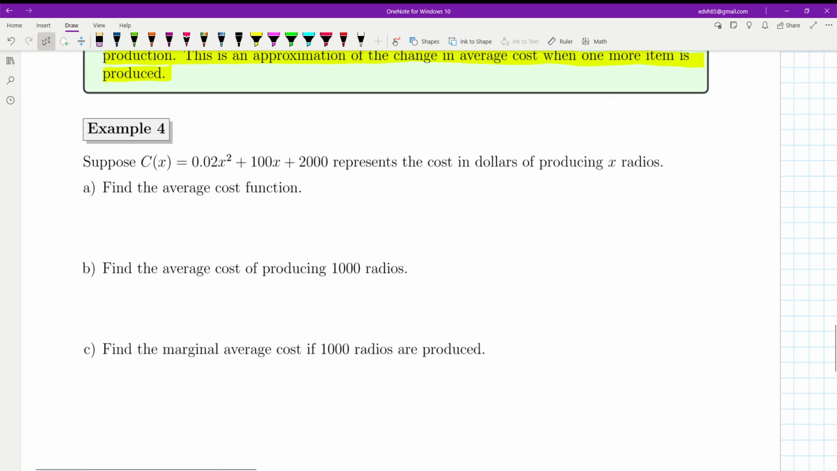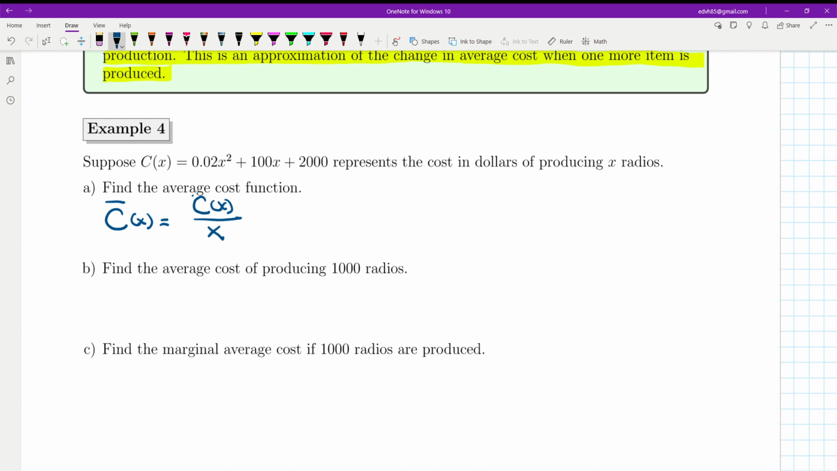Suppose the function c of x equals 0.02x squared plus 100x plus 2000 represents the cost in dollars of producing x number of radios. Letter A, find the average cost function. Okay, so the average cost function c bar of x will be c of x divided by x. How come we divide by x? Because we want average cost.